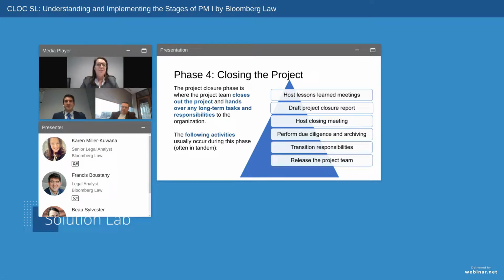So closing the project, not surprisingly, is the final phase of the project life cycle. This is the stage where all project or matter deliverables are finalized, any long-term tasks and responsibilities are formally transferred, and the activities included in this phase will include drafting a project closing report, hosting a project closing meeting and identifying lessons learned, project due diligence and archiving any necessary project or matter information, transitioning responsibilities and tasks to the next phase of the project or process, and releasing the project team.